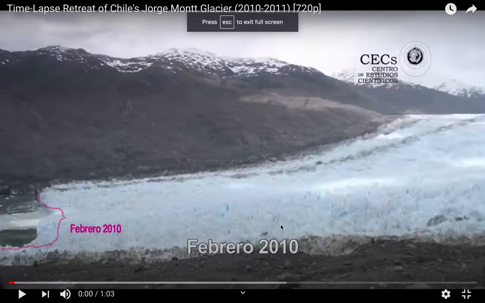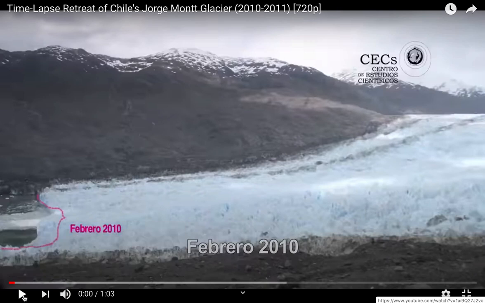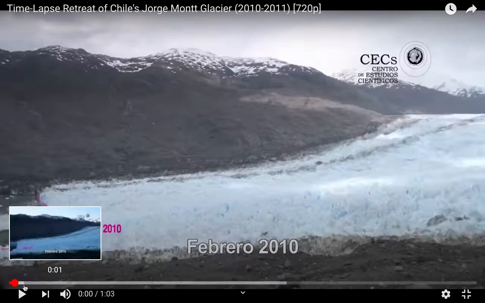I want to show you what I mean then by retreat. Even though the glacier is flowing downhill constantly, the front of the glacier actually moves. So I apologize that this video is in Spanish, but you can guess what the months are. There's no speaking, so it's okay.